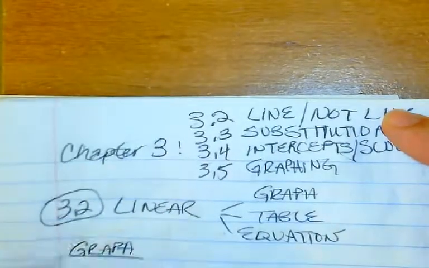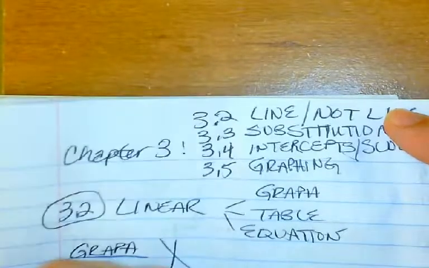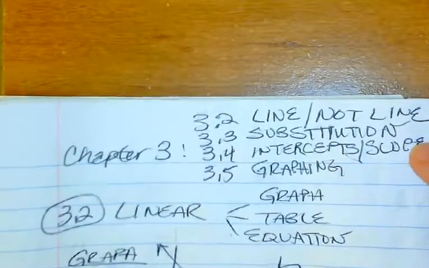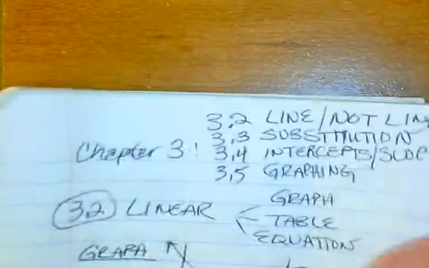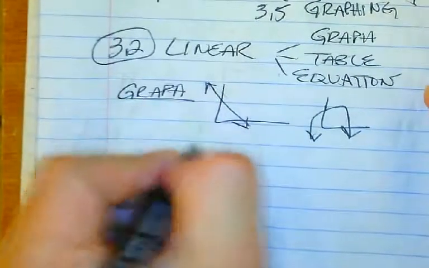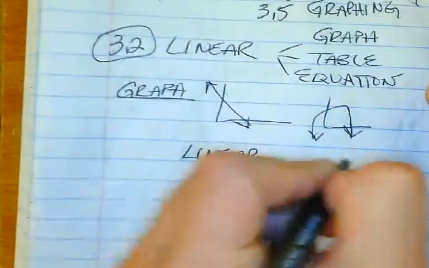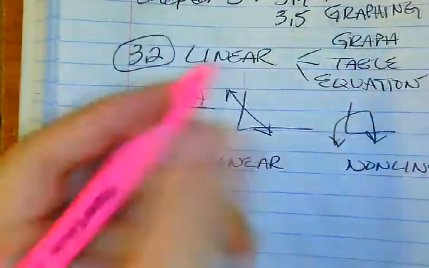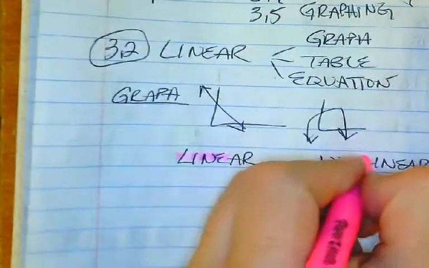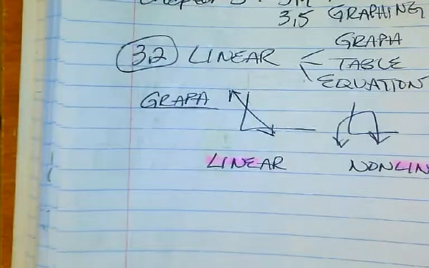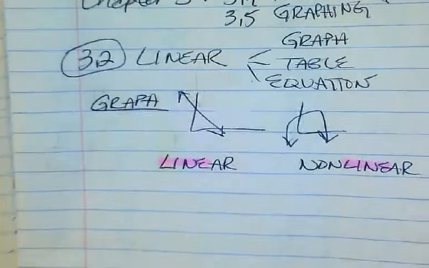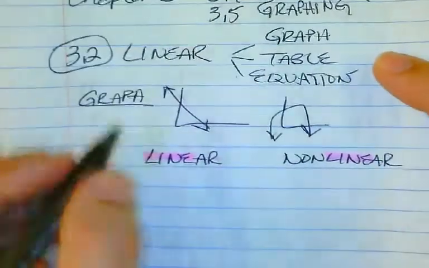is very straightforward. You're either going to have a straight line or you're going to have a curvy line. That's straightforward. We're going to call this one linear and this one non-linear. That's how you're going to be able to tell what's going on just by looking at it. Is it a straight line or not? Linear or not linear?